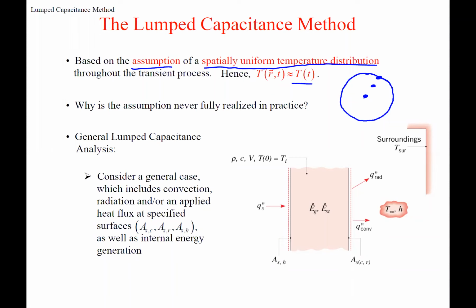If we had this hot sphere and dumped it in cold oil, you have convection coming off of our boundary around it, and the temperature inside our sphere is always the same. That's the assumption that goes with it. But why is this assumption never fully realized in practice?